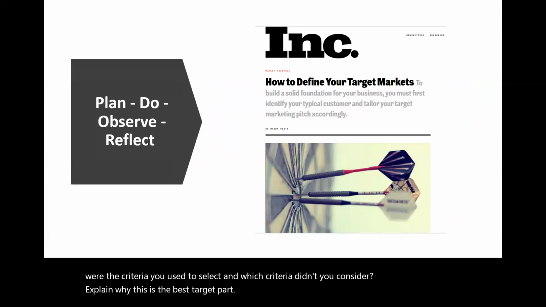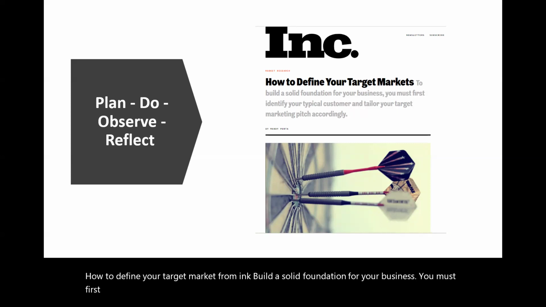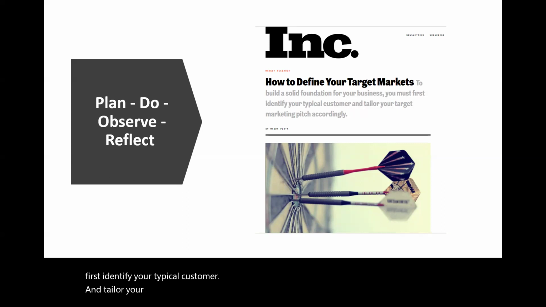How to define your target market, from Ink. Build a solid foundation for your business. You must first identify your typical customer and tailor your target marketing pitch accordingly. We cannot be everything to everybody. We need to be selective. We need to focus on our target market.